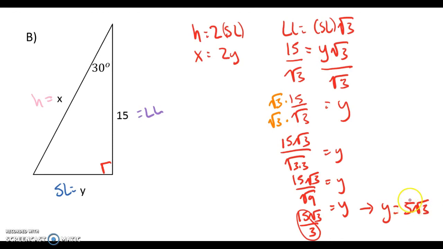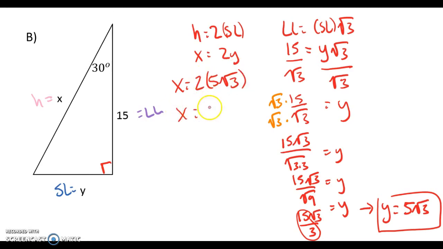Right? Definitely let me know if you have some questions with this rationalizing the denominator, because that is something I expect you guys to do. Alright? So once we have what y equals, let's just plug it in. So x is going to equal 2 times 5 square root 3. And super simple here, just multiply the two numbers outside of the square root. So x is 10 square root 3. And we're done. Okay? Awesome.